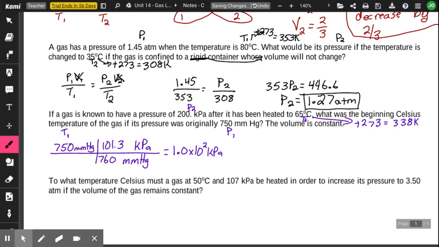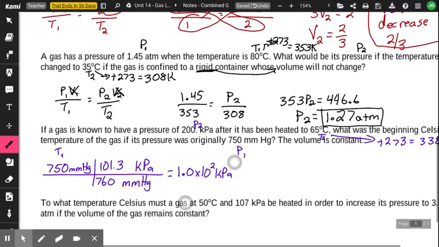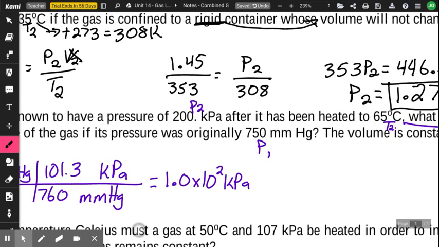Okay, so that would be our pressure 1 that we're going to be working with. Now, again, we've got our change in pressure and our change in temperature. That's what's changing, so we're going to need to use our combined gas law. Again, I like to write it out every single time. It reminds me of what I'm doing.